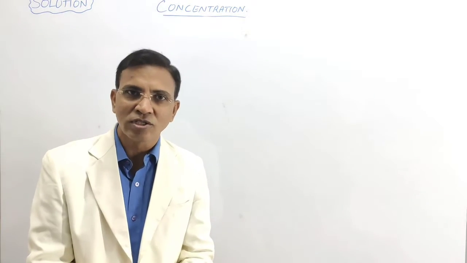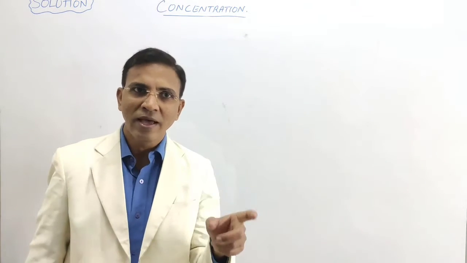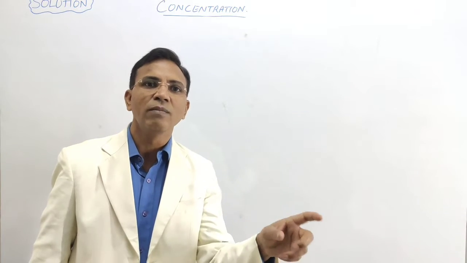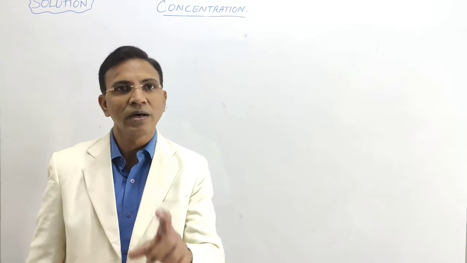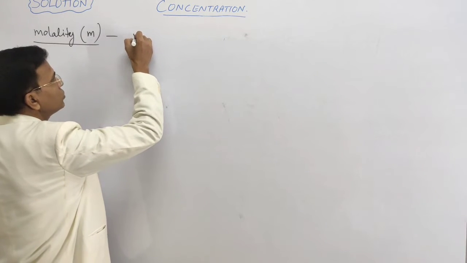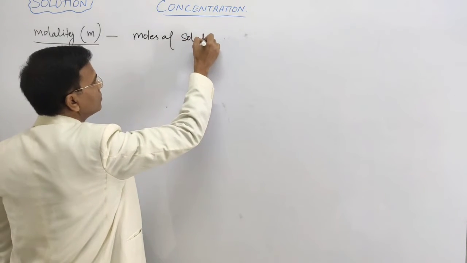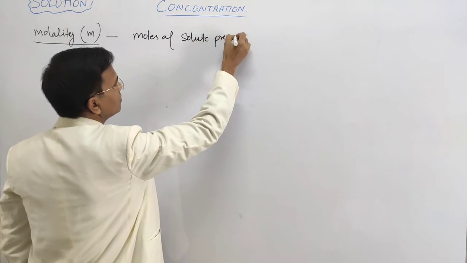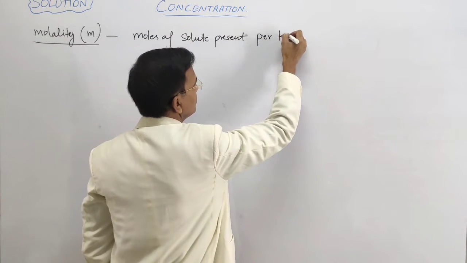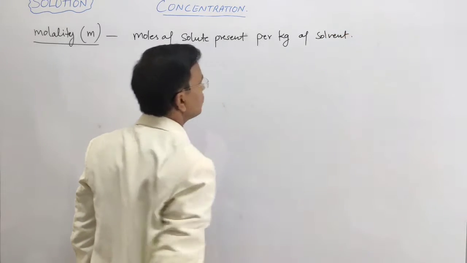So here the next concentration term is molality. Molality is represented by small m, and it is the number of moles of solute present per kilogram of solvent. This time it is per kilogram of solvent, right? This is called the molality.